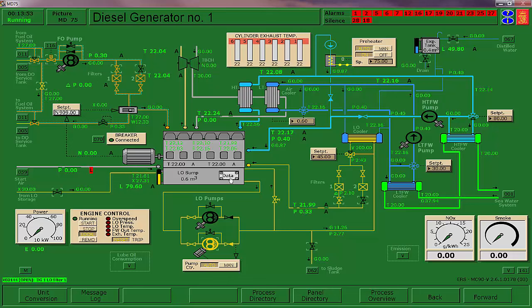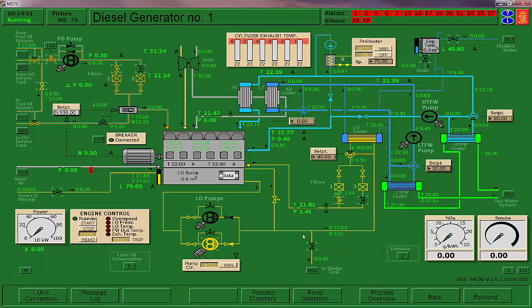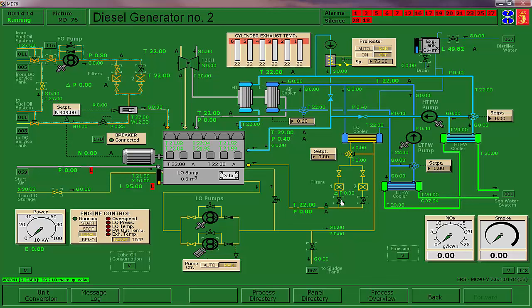By the way, if we hit the data, this is a 900 kW generator running at 900 RPM. Sound like the training ship? We've got number 1 done. Let's go ahead and do number 2. I'm only going to run one, but I want both of them ready at any given moment to be able to use. There's no reason not to have both ready. All right, so same exact drill.